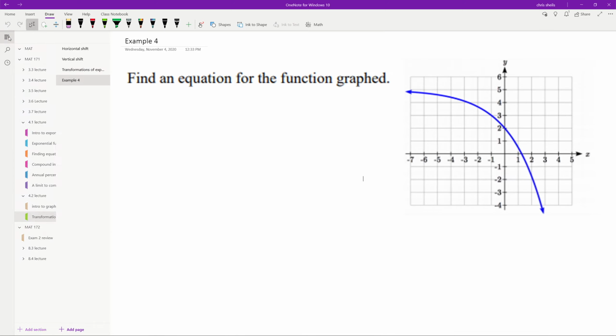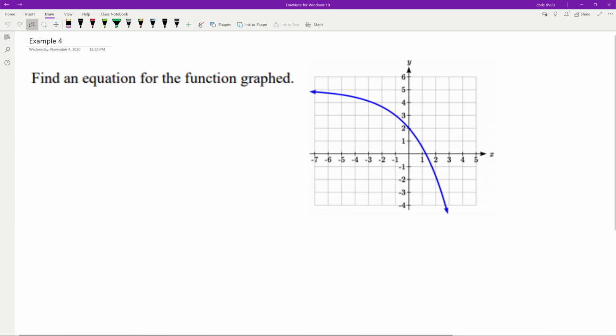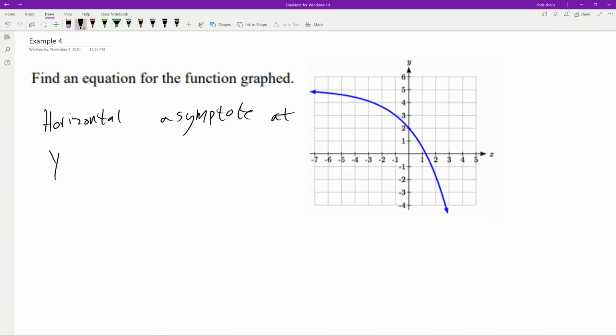So let's look at an example of using this. Let's find an equation for this exponential function. Notice here that it seems like we have a horizontal asymptote at y equals 5. As this is going to the left, it's leveling out at a y value of 5. This suggests that we have an equation in the form f of x equals a times b to the x plus 5.